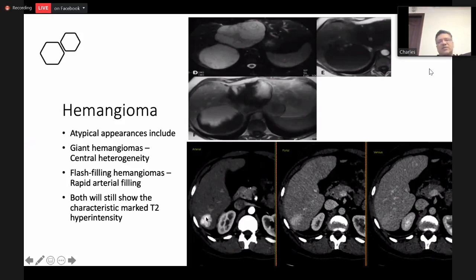That's less than 1.5 centimeter, that shows rapid enhancement in the arterial phase and becomes isoechoic in the portal venous and the venous phase. So these are the two atypical hemangiomas that you see in your clinical practice. But whenever you are in doubt, always take an MR, and T2 will show the characteristic light bulb sign even in giant hemangiomas and flash hemangiomas. So when you take an MR and look at the T2 images, if you see a characteristic light bulb sign, then that is diagnostic of hemangioma.